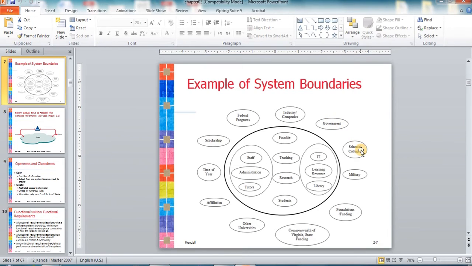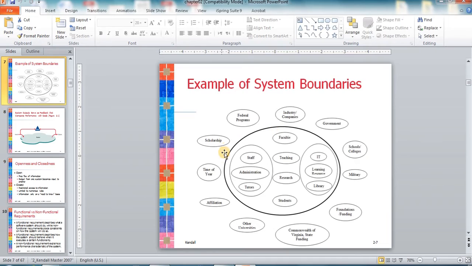It deals with schools and colleges to get students from them and let them know its programs and its requirements. It deals with many other parts of the community and the society. So all these form part of the environment of the university system.